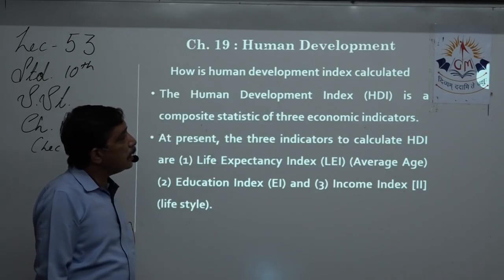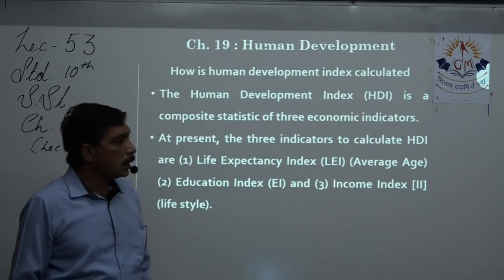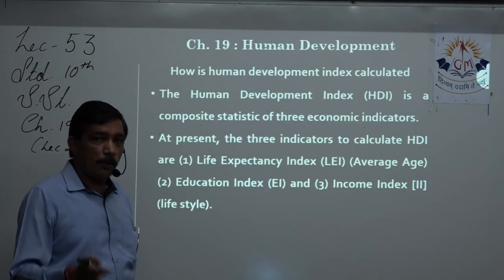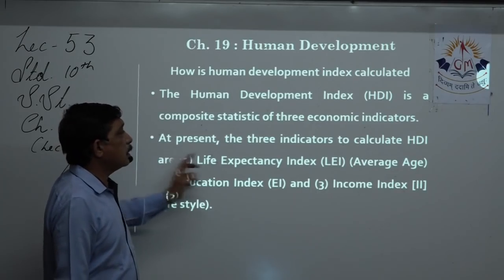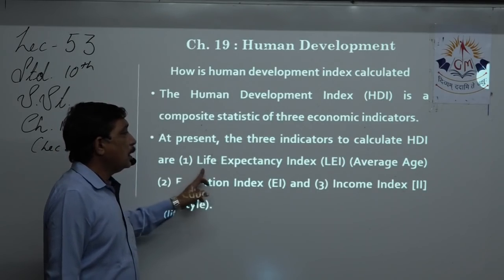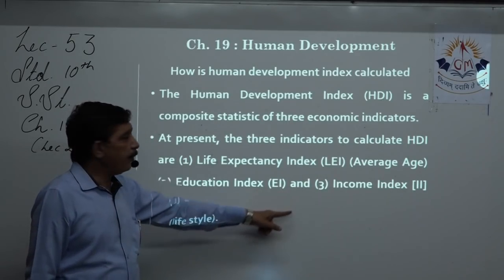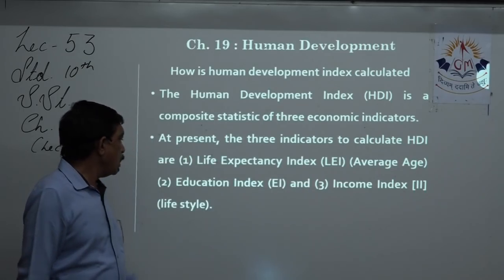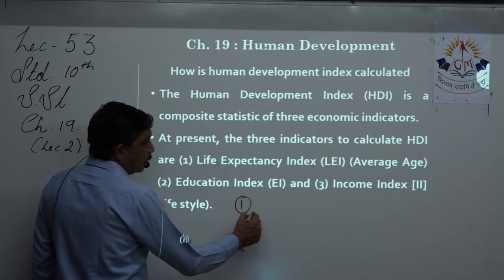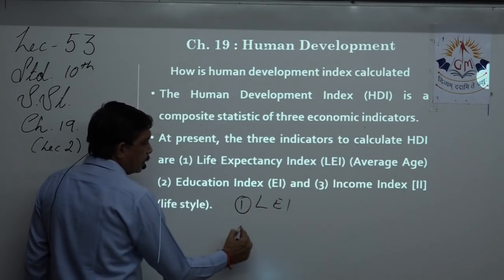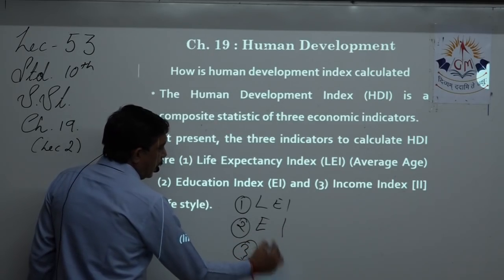How is the human development index calculated? The human development index is a composite statistic of three economic indicators, because money is involved everywhere in development. If there is no money, then development of course cannot happen, right? So at present, the three indicators to calculate HDI are: first, life expectancy, that is LEI, average age; education index, EI; and income index, II, lifestyle, right? So we have to understand three things. There are three indicators. One is LEI, the second one is EI, and the third one is II.